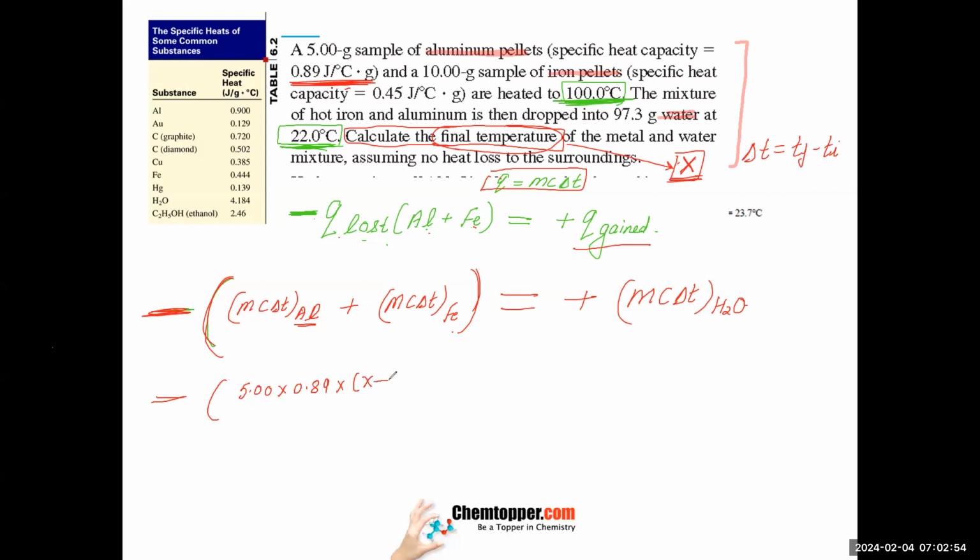X minus, what was the initial? Initial temperature. X minus 100. You are taking water. Shrihan, you have taken water. So, children, you are unable to read the question properly. I gave you time.